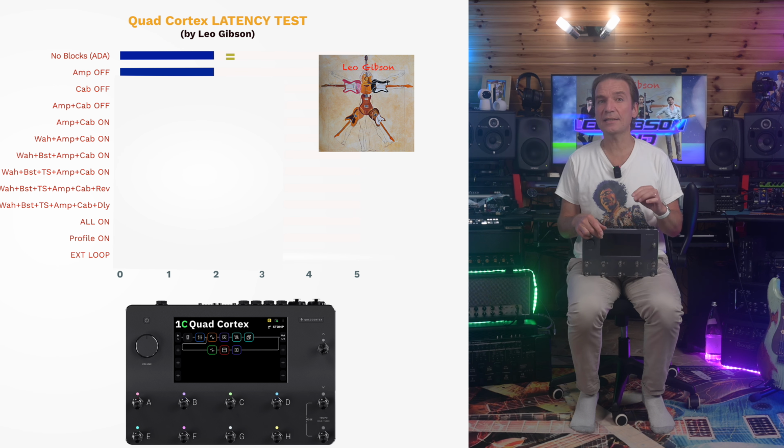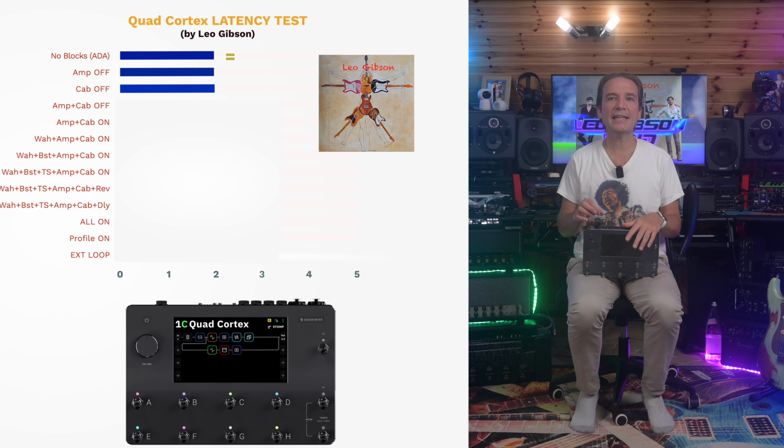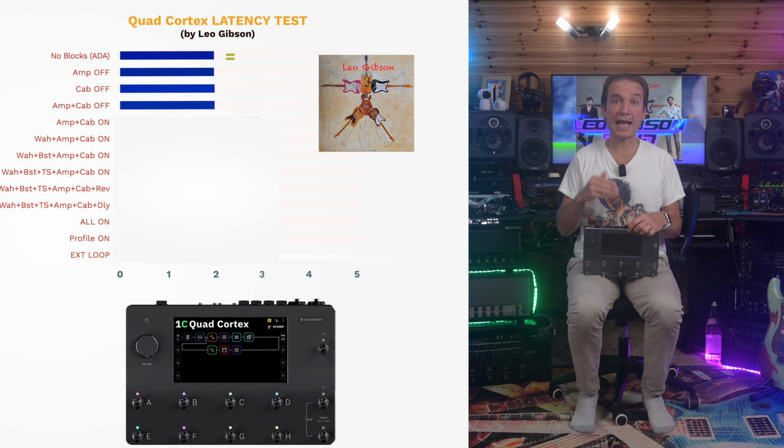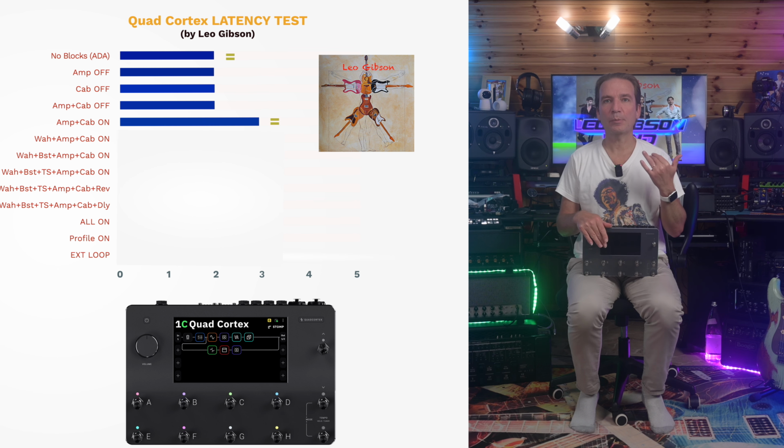Then if you add an amp block and keep it not activated, the latency does not change, as it does not change even if we add a cab and switch it off, or if we add both the amp and the cab blocks, keeping both switched off. On the other hand, if we switch on the amp and the cab blocks, the latency reaches 3 milliseconds as before the firmware upgrade.